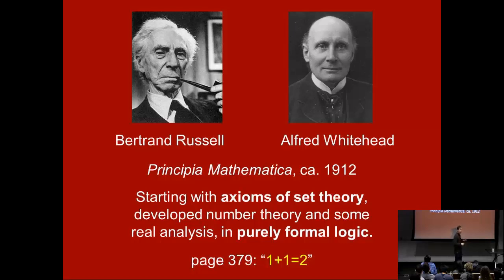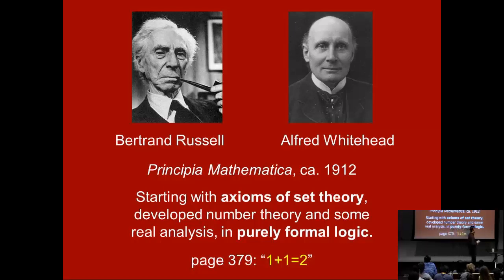They started writing these 3 really long books in 1912. They did it for 10 years, and they were kind of successful. Starting just from axioms of set theory, they went on and developed a bunch of mathematics purely rigorously with logic. But it's very exhausting. For example, they proved 1 + 1 = 2 on page 379.